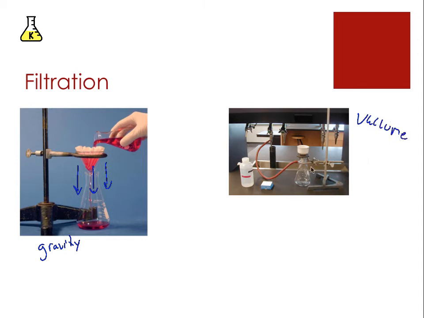Vacuum filtration uses a special flask and a special type of funnel known as a Buchner funnel. It creates an airtight seal on the flask, and then we connect this flask to a vacuum pump that ultimately pulls air out of the flask. This sucks air into the top of the flask and ultimately pulls the liquid through the flask very quickly.